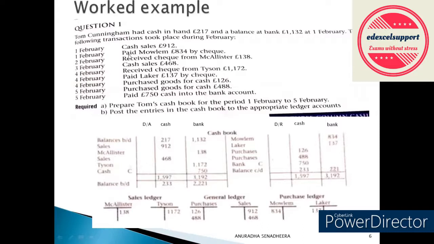Again, we got the same thing we did at the beginning. It's cash sales, so cash account debit. So it's debit side, cash column, amount will be 468, and the other account name will be sales account. We go to 4th February, next one.